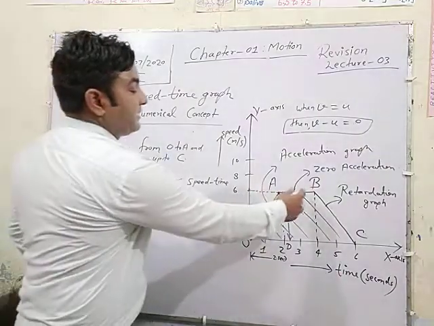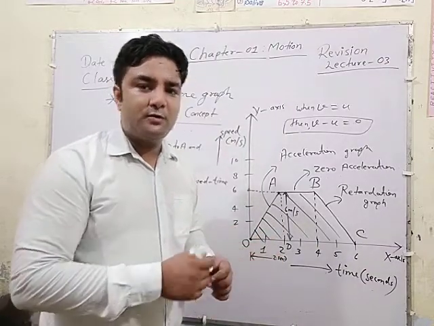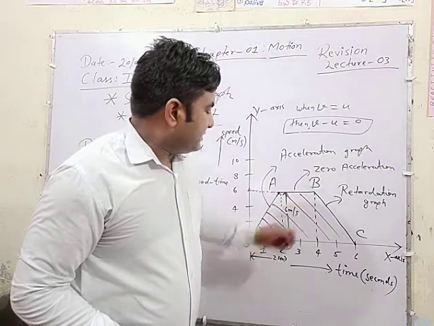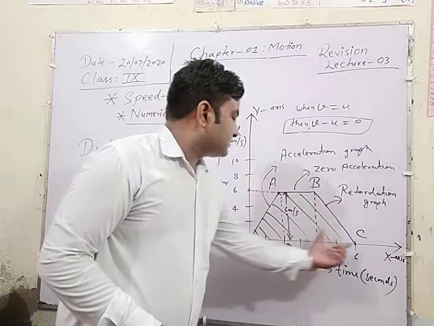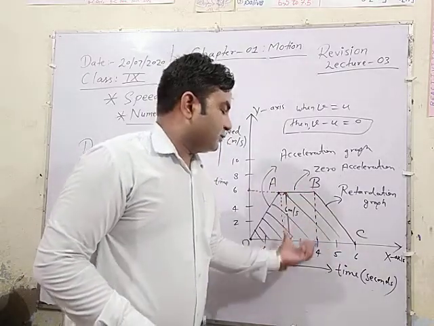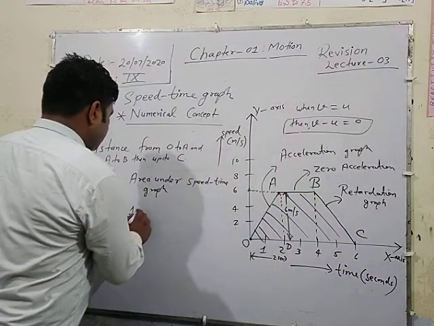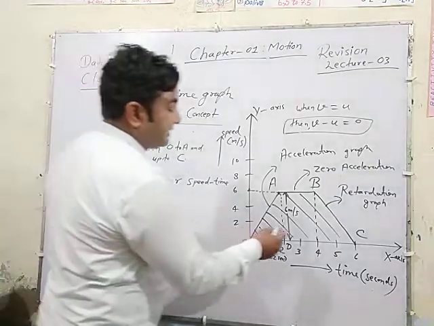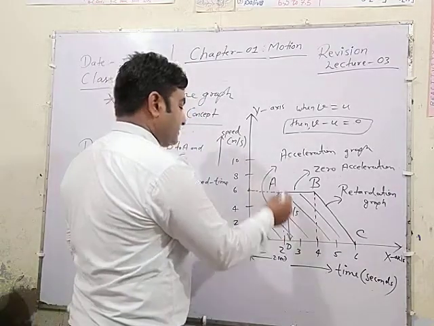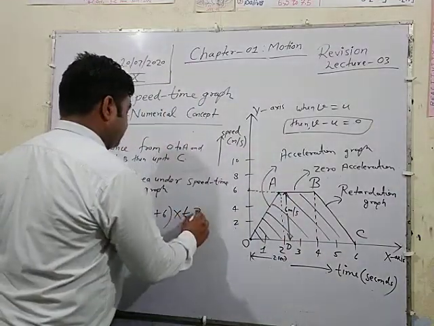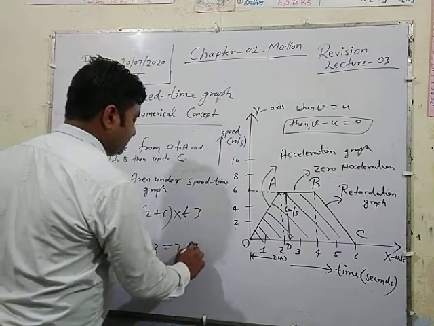That is equal to, this is a shape of trapezium, and trapezium area is sum of parallel sides into height upon 2. From A to B, the time is 2 to 4, that is 2. And O to C means representing 6. So upper parallel and lower parallel side, that is 2 and 6. So sum of parallel sides 2 plus 6, and height, it means distance between both. This is 6 and this is 0. So 0 to 6, that is 6. So 8 into 6 by 2, that is equal to 8 into 3, that is equal to 24 meter.